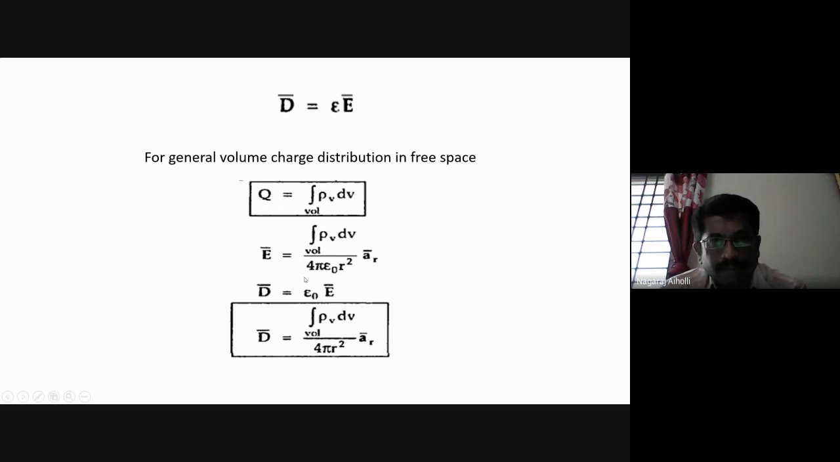What is D bar? E bar we know here. This is our E bar. Then multiply this term by epsilon naught. So what will we get, students? Epsilon naught into E bar. Epsilon naught in the numerator and epsilon naught in the denominator will get cancelled out, and hence we get D bar is equal to the volume integral of rho V dV divided by 4 pi R square AR bar. This is the electric flux density considering the volume charge distribution. For the volume charge distribution, the flux density is given by the formula D bar is equal to the volume integral of rho V dV divided by 4 pi R square AR bar.